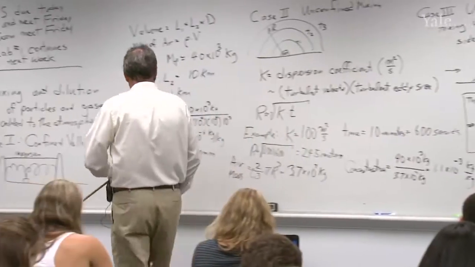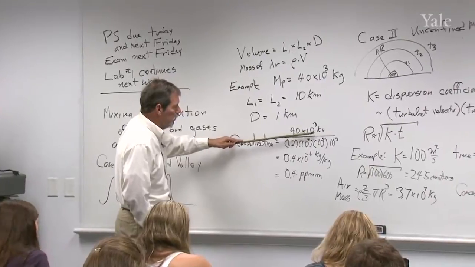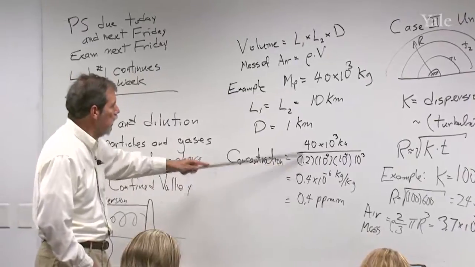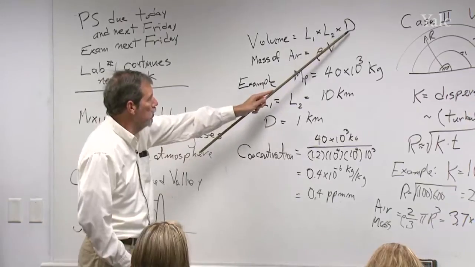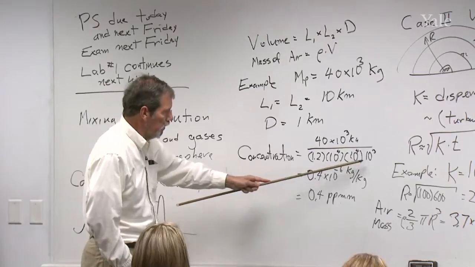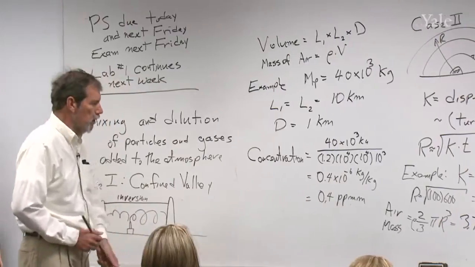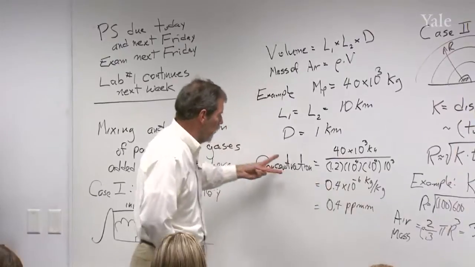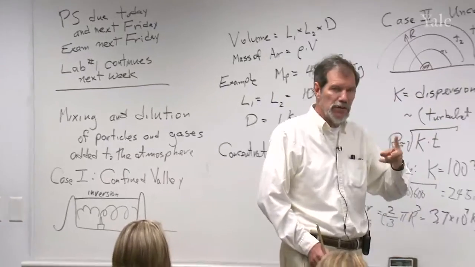So here's the formula then. There's the mass of pollutant that we added, 40 times 10 to the 3 kilograms. And here's the mass of the air into which it mixed. It's the air density multiplied times the volume of the air, L1, L2 times D. So it's 10 kilometers expressed in meters, 10 kilometers again, and 1 kilometer expressed in meters. You work all that out, you get 0.4 times 10 to the minus 6 kilograms per kilogram. You could cancel that out and say it has no units. That's fine. Or you could leave it as kilograms per kilogram just to remind you what it is.